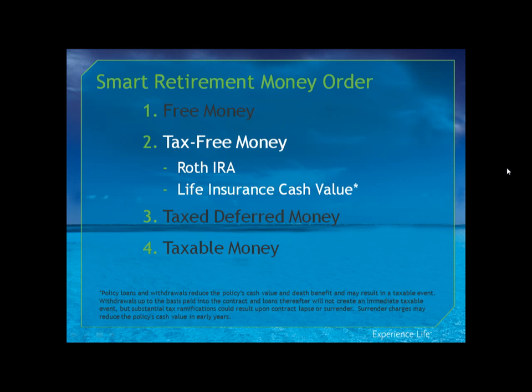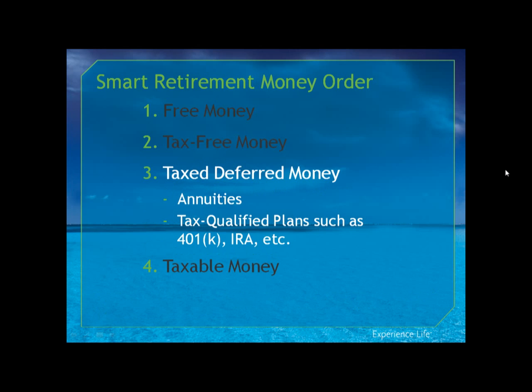The third place we should be putting our money would be in the tax-deferred bucket. Now, the tax-deferred is our traditional annuities, our IRAs, our tax-qualified plans such as our 401k and IRAs, etc. So anything that we are delaying tax on today to pay a tax on in the future would be the third area of which we should put our money in.